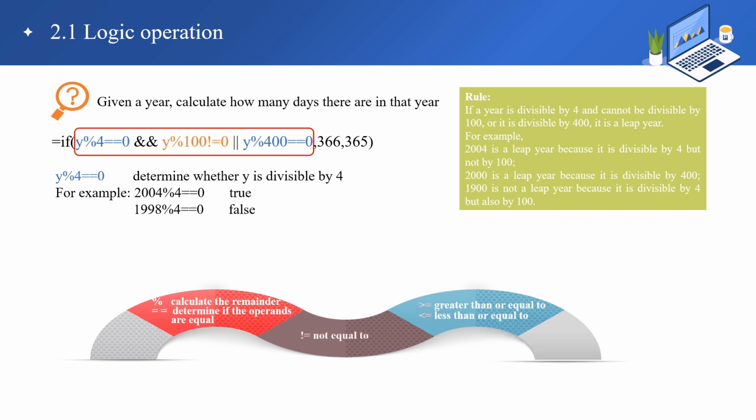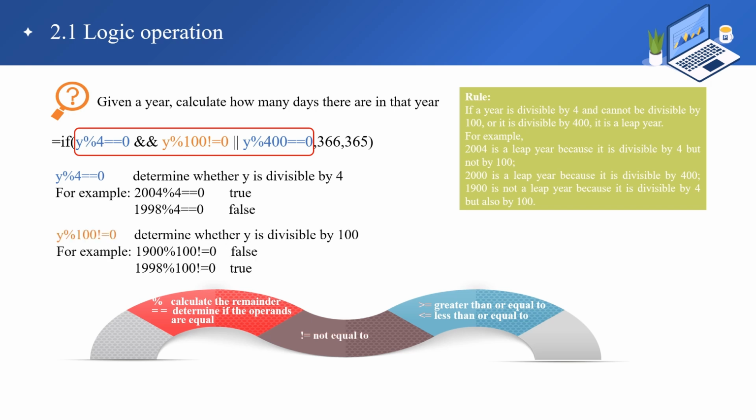SPL retained the habit of C language, using != to indicate not equal to. Other comparison operators in SPL, such as greater than or equal to, less than or equal to, and so on, are the same as most programs. So, y%100!=0 can determine whether y cannot be divisible by 100. Likewise, 1900%100!=0 is false, while 1998%100!=0 is true. Similarly, y%400==0 will be used to determine whether y can be divisible by 400.